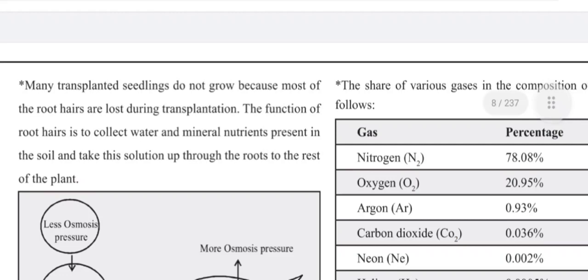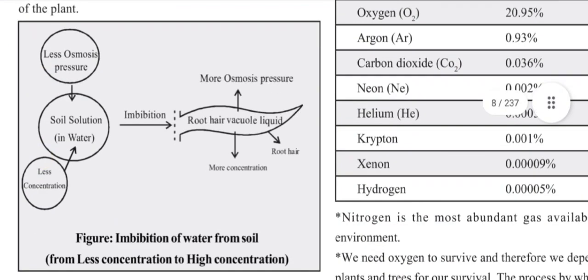Many transplanted seedlings do not grow because most of the root hairs are lost during transplantation. The function of root hairs is to collect water and mineral nutrients present in the soil and take this solution up through the roots to the rest of the plant.